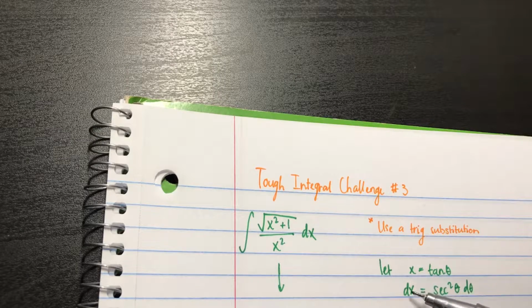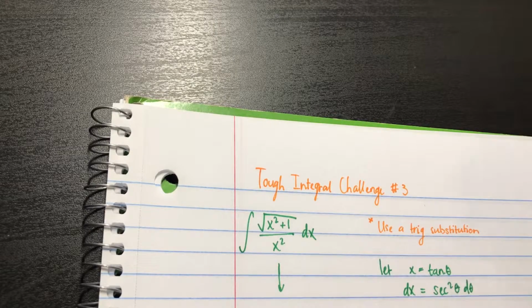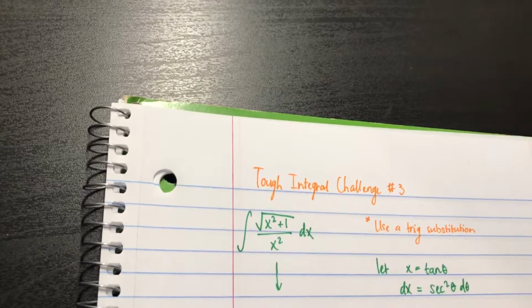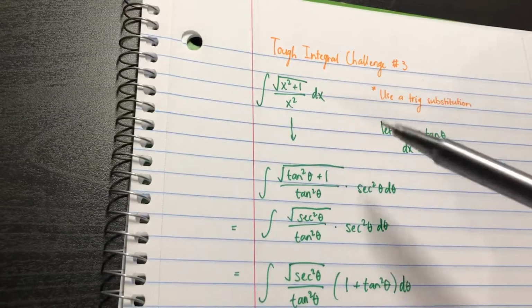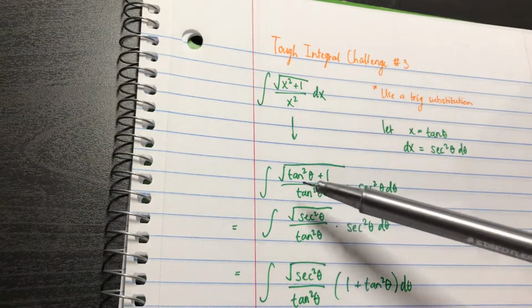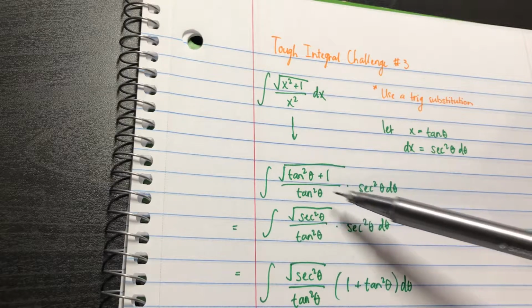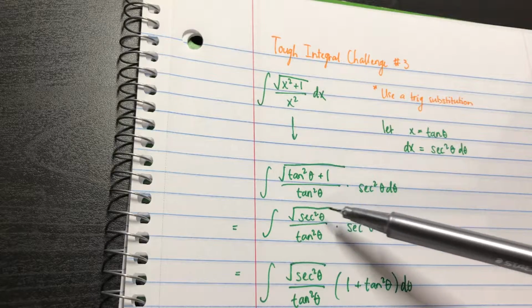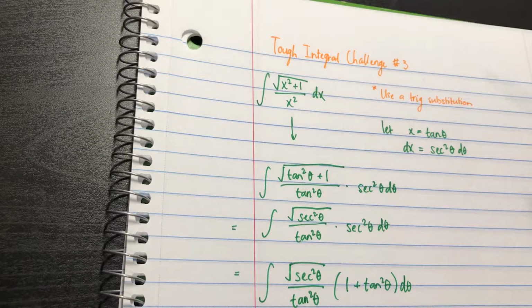When we do that, we'll find that the derivative, dx, is equal to secant squared theta d theta. Our next step is to look at all of our x values in our original function and replace them with the tan theta that we've assigned to x. When we do that, we're left with the square root of tangent squared theta plus 1 over tangent squared theta times secant squared theta d theta, which is equal to our original integral.